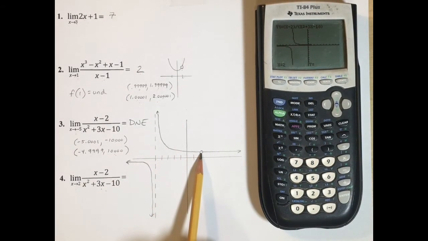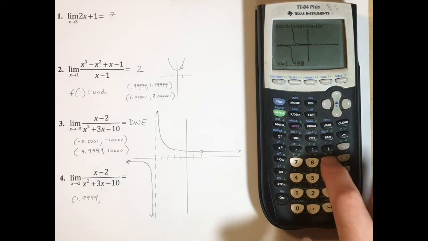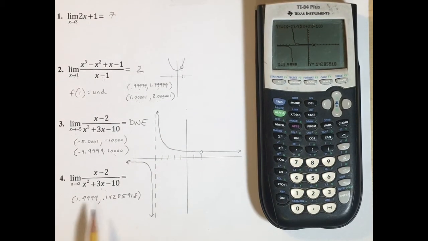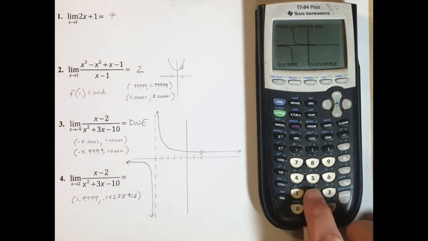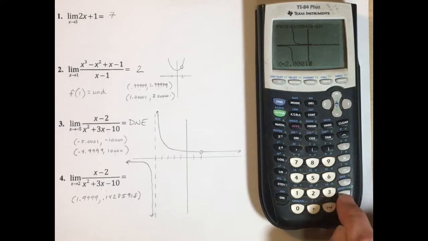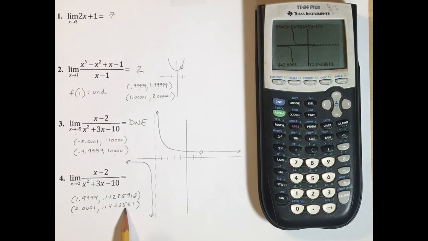This graph must have a little hole in it when x equals 2. So let me look just a hair to the left of 2. Let me trace 1.9999. At 1.9999, I get an output of positive 0.14285918. Let me now look just a hair to the right of 2. Let me trace 2.0001. Now, these numbers aren't exactly the same, but they are pretty close.